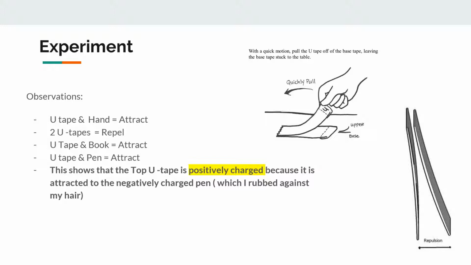When the U-tape and the hand are brought together, they attract. When the two U-tapes are brought together, they repel. The U-tape and the book also attract, and the U-tape and the negatively charged pen attract. This shows that the top U-tape is positively charged because it is attracted to the negatively charged pen, which I rubbed against in my hair.